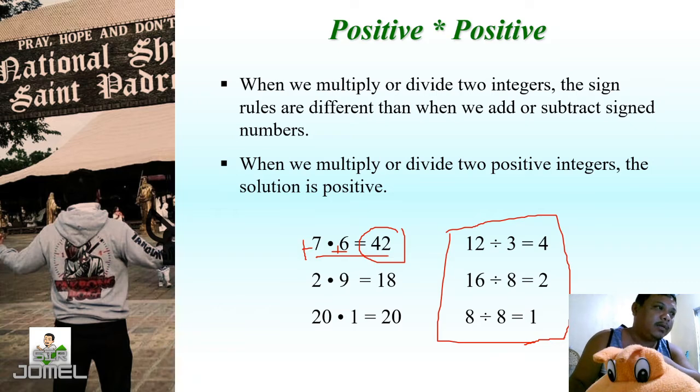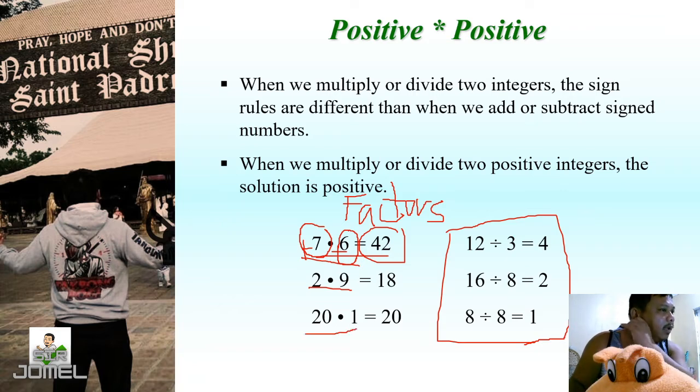Okay, so itong tinatawag natin 7 and 6, for example, yung tinatawag natin factors. Diba? So factors siya in terms dun sa ating multiplication. Okay, so take note of that. These are the factors. So for example, 2 and 9, 20 and 1. Okay?